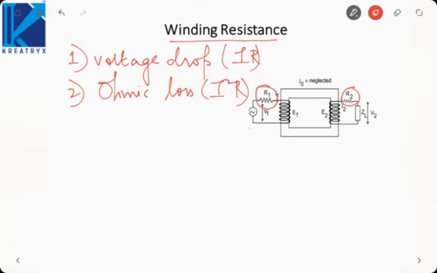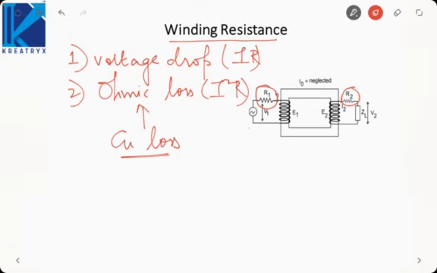So due to these resistances there are two effects. One is the voltage drop between the applied voltage and the induced EMF. The other is the ohmic loss, which is equal to I square into R. This loss is called copper loss. Why? Because it is occurring in the winding which is made of copper. So it is called copper loss.